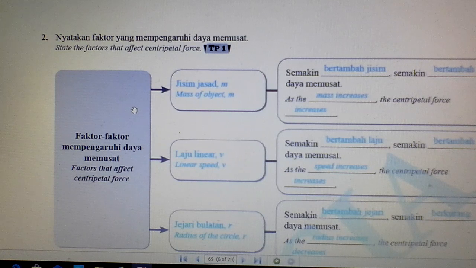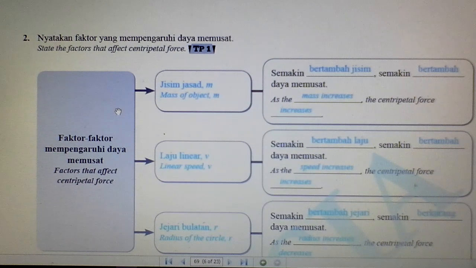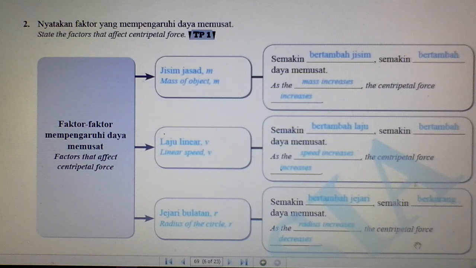Okay, number 2. State the factors that affect centripetal force. So there are factors like this: mass of the object m, linear speed v, and radius of the circle. So from the formula, F equals to mv squared divided by r. As mass increases, centripetal force increases. As speed increases, centripetal force increases. As radius increases, centripetal force decreases. So you just use the formula to explain factors that affect centripetal force.